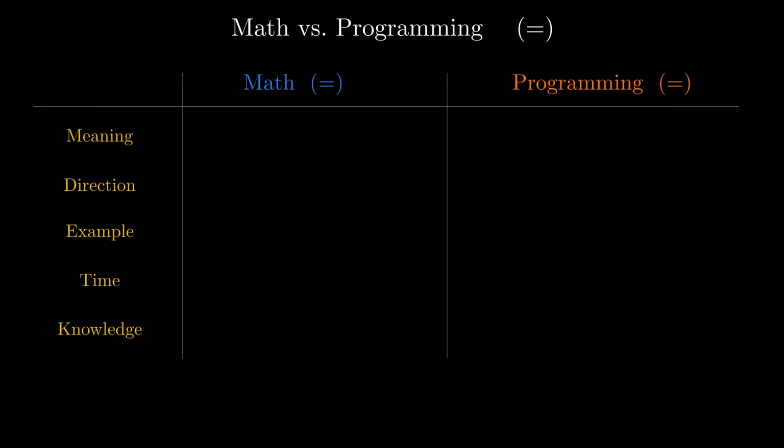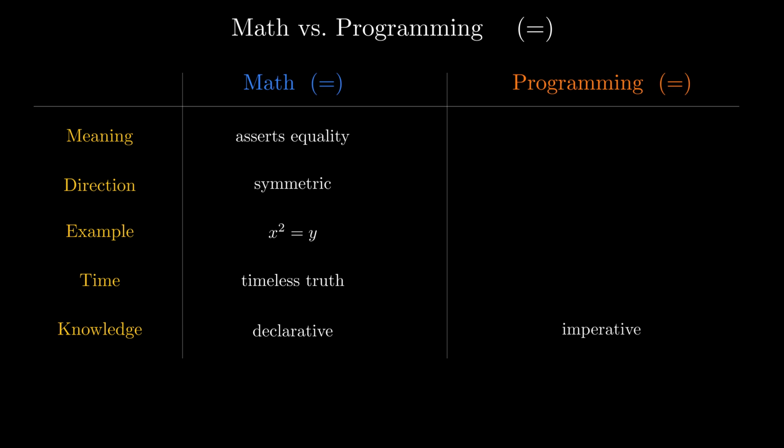These small puzzles point at something bigger. Math is declarative knowledge, statements of truth that hold timelessly. X squared equals y is always true in both directions, regardless of when you read it. Programming is imperative knowledge, a recipe of steps. Do this, then do that. The computer follows orders top to bottom. It doesn't reason about what should be true. It executes what you wrote in the order you wrote it, with no memory of why.